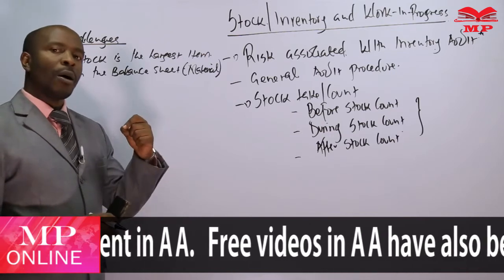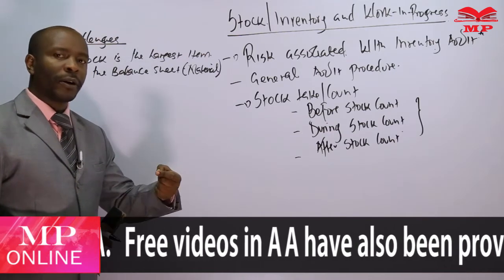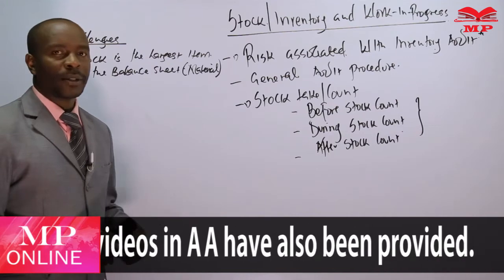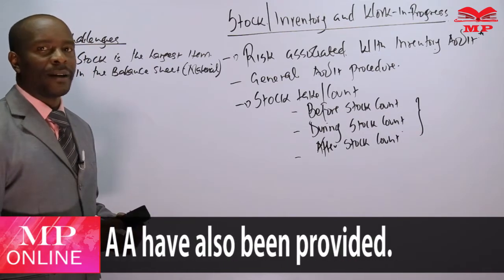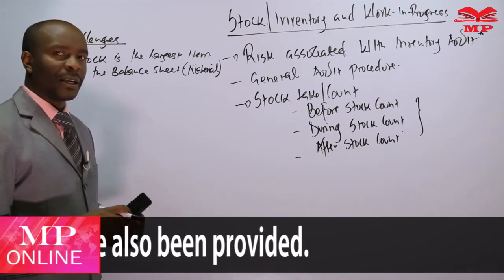They have what we call raw materials, they have work in progress, and then they have manufacturing. And in most cases, whenever we have finished goods, you realize that the stock is going to be in different shapes and different maybe positions.